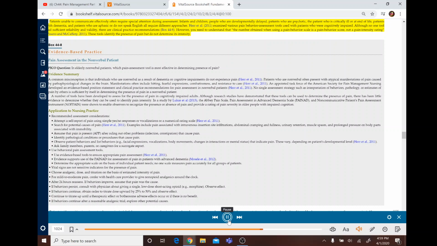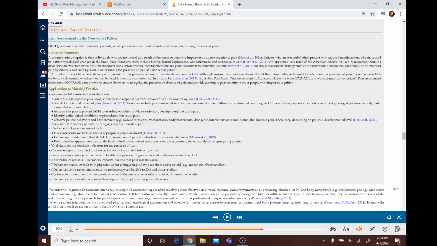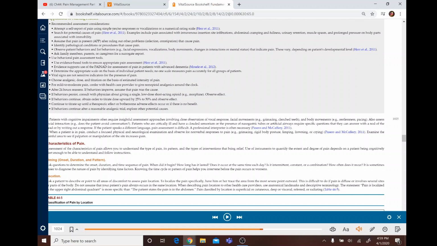Hare et al., 2011, examined various pain behavior assessment tools used with patients who were cognitively impaired. Although no one tool had sufficient reliability and validity, there are clinical practice recommendations, Box 44-8. However, you need to understand that the number obtained when using a pain behavior scale is a pain behavior score, not a pain intensity rating (Pasero and McCaffery, 2011). These tools identify the presence of pain but do not determine its intensity. Okay, so pain tools say there's pain there, but we don't really know how intense it is. Okay, I gotcha.